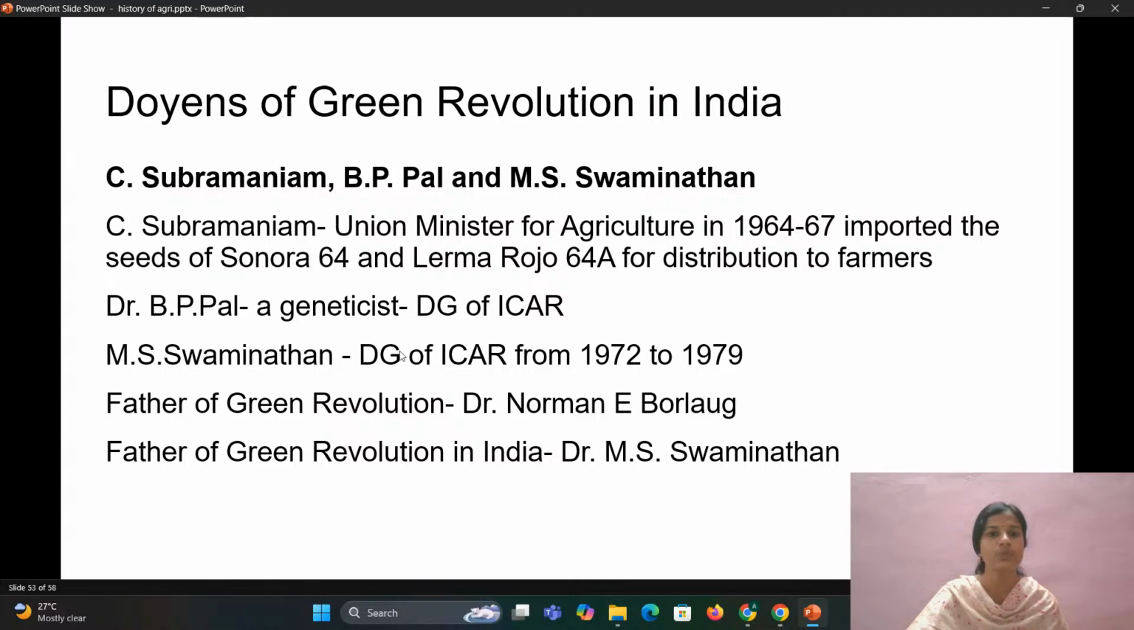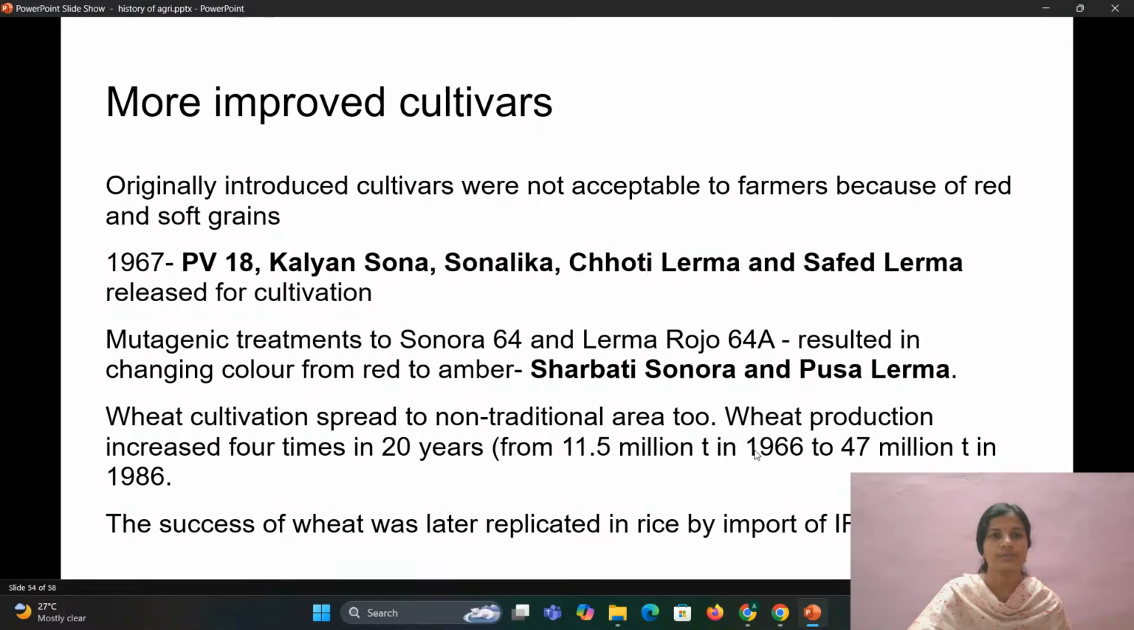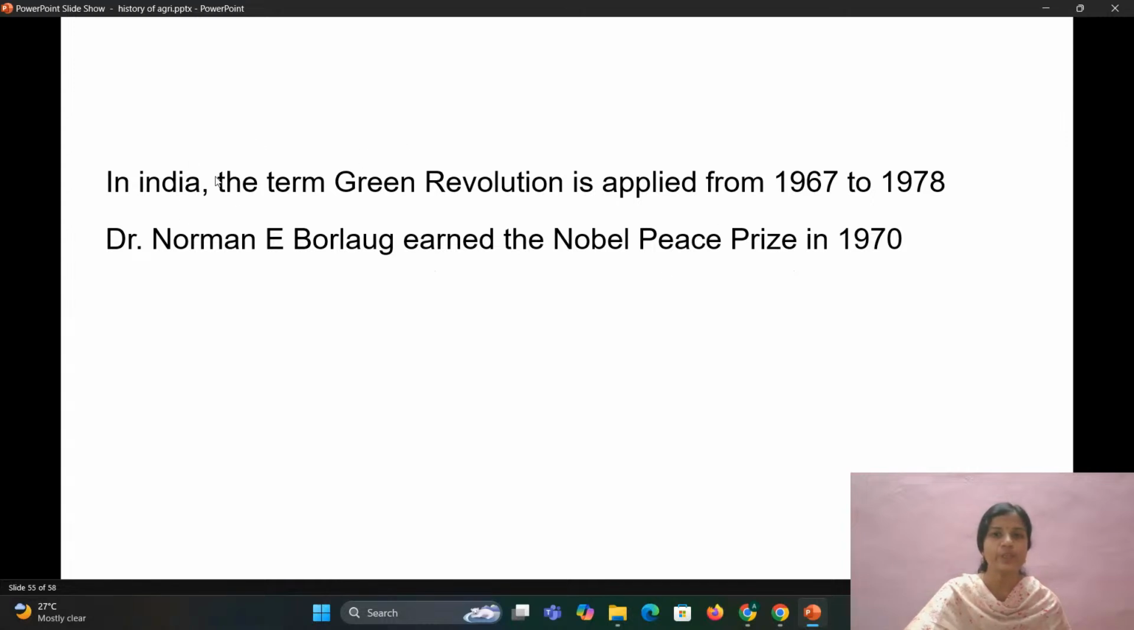Dr. M.S. Swaminathan held the post of Director General from 1972 to 1979. The father of Green Revolution in the world is Dr. Norman E. Borlaug, and the father of Green Revolution in India is Dr. M.S. Swaminathan. There were many other improved cultivars in India, such as PV18, Kalyan Sona, Sonalika, Choti Lerma, Safed Lerma, etc. In rice, the same success was replicated by the import of the variety IR8, the miracle rice. In India, Green Revolution mainly happened during the period from 1967 to 1978.